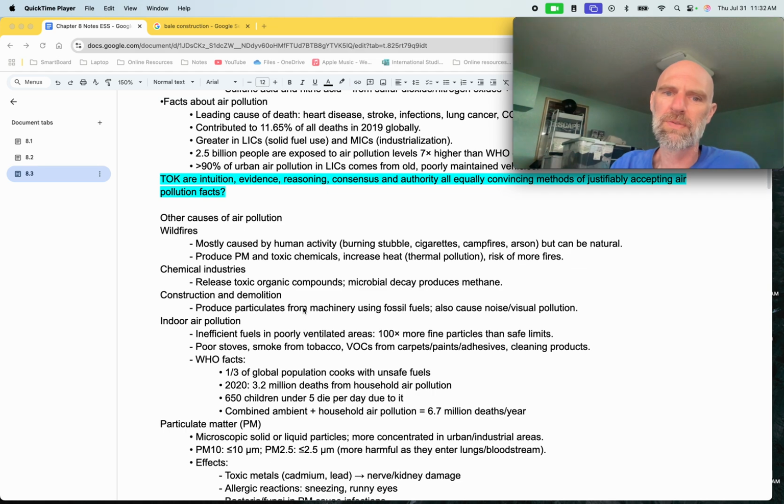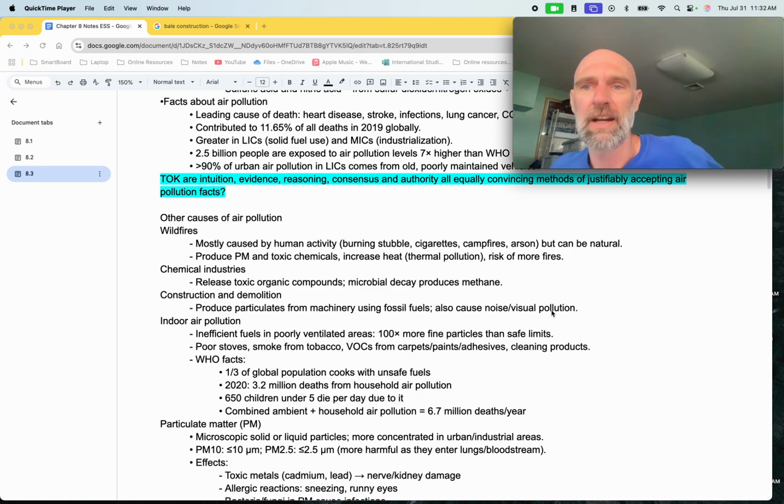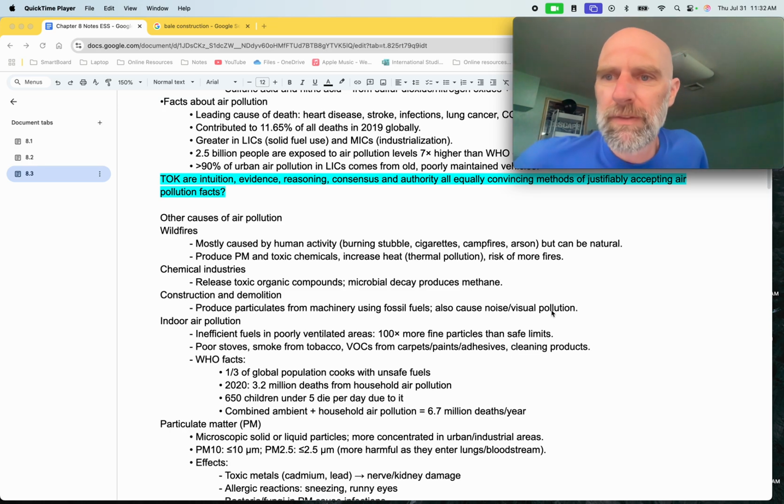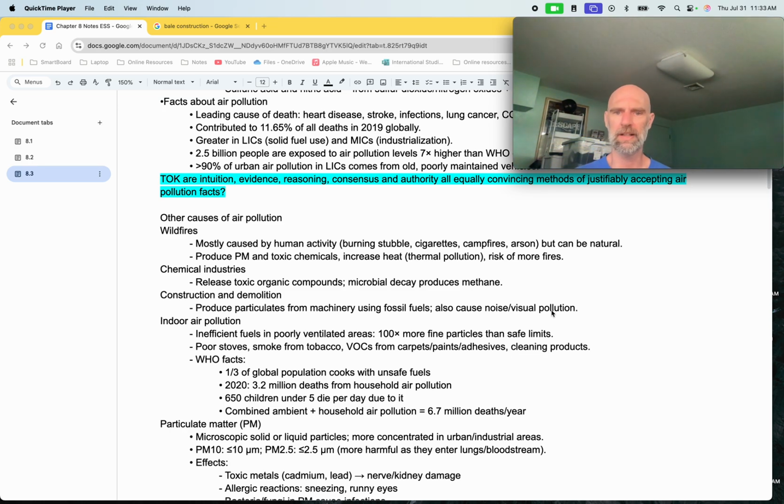All right. Construction and demolition. Produce particulates from machinery using fossil fuels. Also cause noise, visual pollution as well. Yeah, that can't be understated. I'd forgotten. A lot of times we look at big heavy machinery, and yeah, we know that it's destroying the land and stuff, and it doesn't run on unicorn tears. It runs off fossil fuels. But there's also the noise level and visual pollution as well with it.